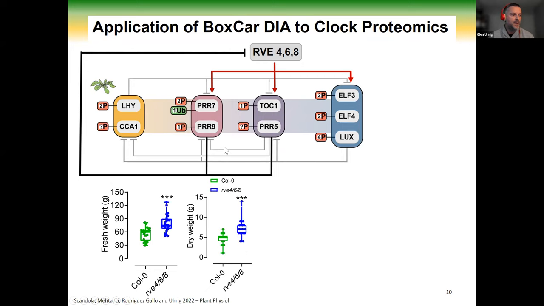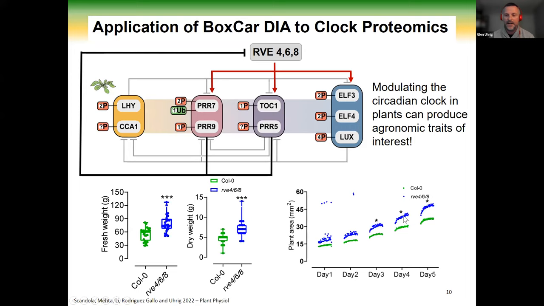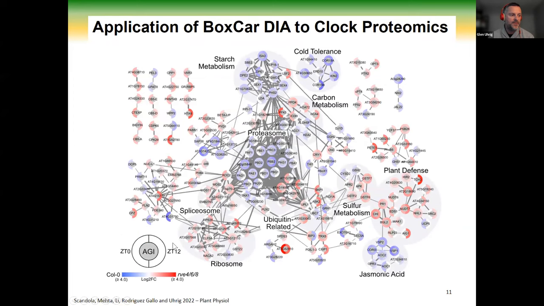We were able to very easily replicate exactly what was seen previously by the Harmer lab, which is fantastic to see. And in terms of fresh weight and dry weight, as well as plant area, and these are all very much important traits from an agronomic perspective for things like leafy green production of produce. And so we wanted to understand a little bit more about what could be going on at the protein level that's resulting in these changes. And so we did quantitative proteomics. We looked at ZT0 and ZT12, or roughly ZT0 and ZT12, so ZT23 and ZT11, let's say.